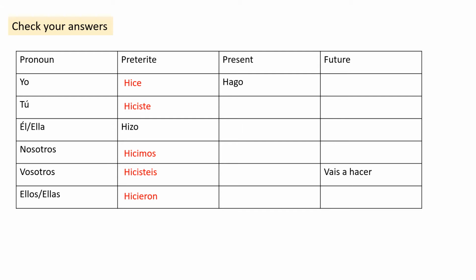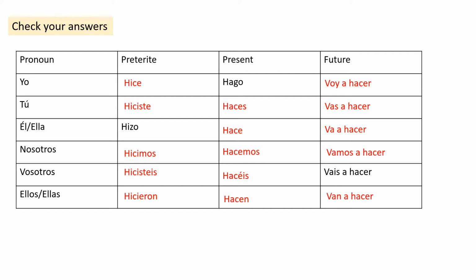And the present tense, yo is hago, tú is haces, él, ella hace, nosotros hacemos, vosotros hacéis. Okay, don't forget the accent on that. Ellos, ellas hacen. And now for the future. Voy a hacer, vas a hacer, va a hacer, vamos a hacer, vais a hacer y finalmente van a hacer.